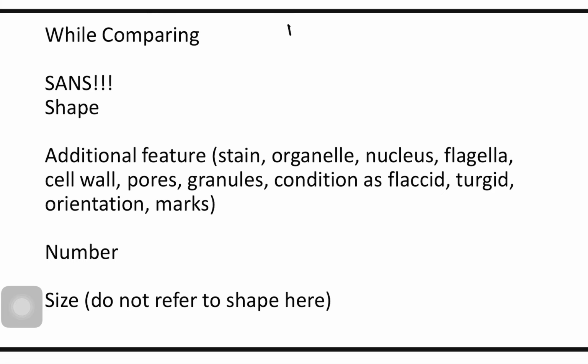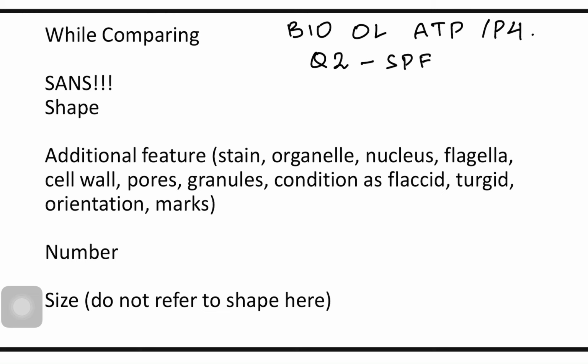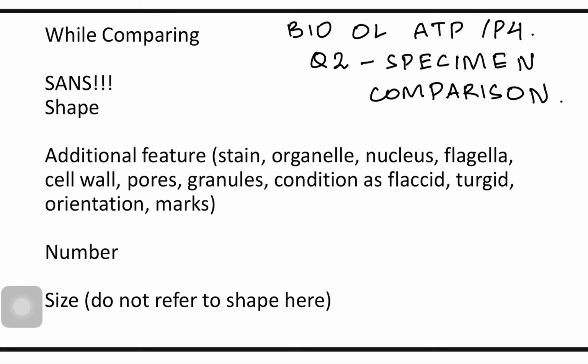In today's video, we're going to be continuing the Biology O-Level ATP examination, which is now P4. And in today's class, we'll be talking about question 2, specimen comparison. Most commonly in question 2, they give you two different specimens and they ask you to find out differences between how these two specimens look.